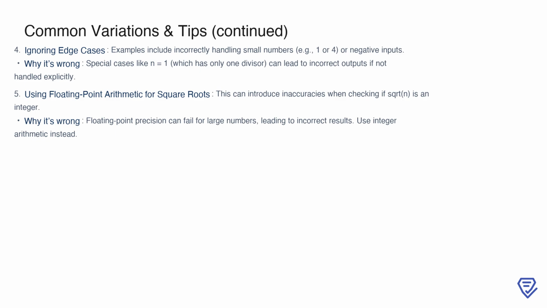Additionally, relying on floating point arithmetic to compute square roots can introduce inaccuracies, especially for large numbers. This is because floating point precision is not always reliable when determining if the square root of a number is an integer. To avoid such errors, it's better to use integer arithmetic, such as checking if the square of the integer square root equals the original number. Properly addressing these factors ensures your solution is both accurate and efficient.